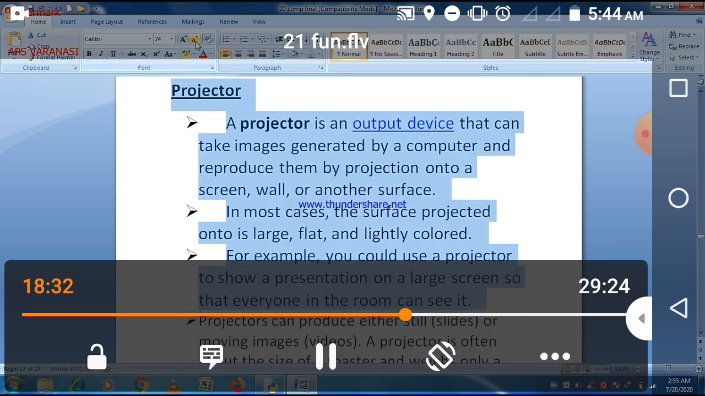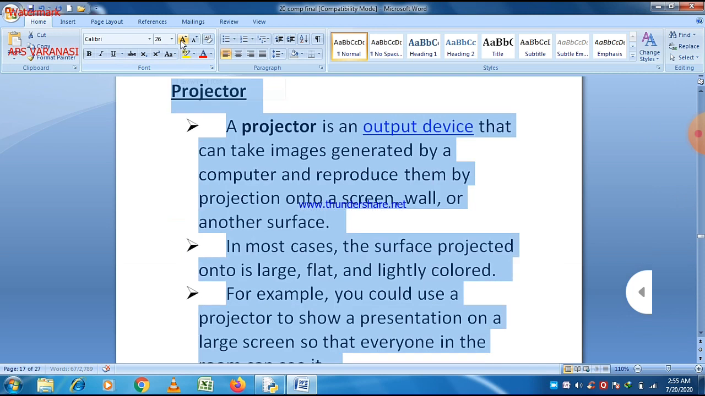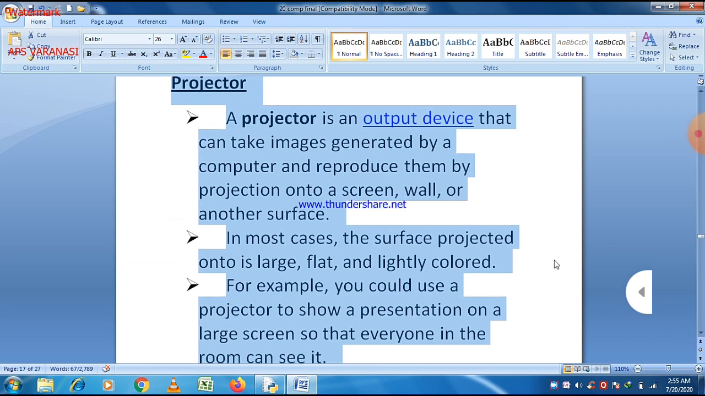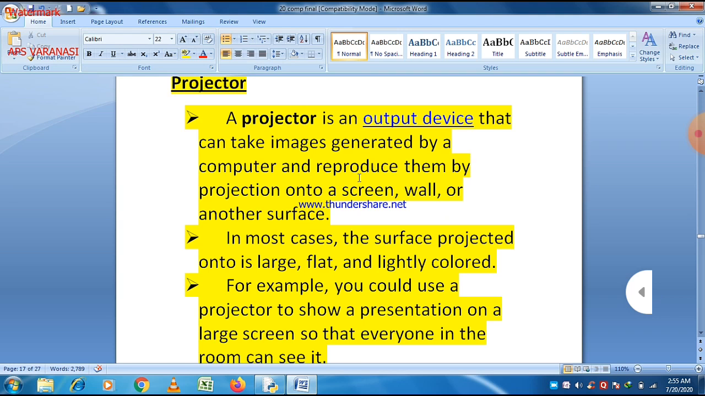Next is the projector. The next output device is the projector. I think all of you are aware of this concept. Projector is an output device first of all, and it can take images generated by a computer and reproduce them by projection onto a screen or wall or another surface. In most cases, the surface projected onto is large, flat and lightly colored. For example, you could use a projector to show a presentation on a large screen so that everyone in the room can see it.